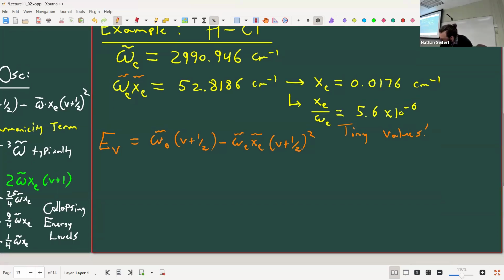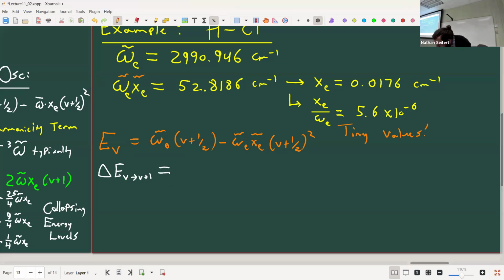So what I'm going to do now is look at some predictions. We want to calculate what frequencies, what wave numbers, we would predict transitions to be at. Remember, transitions in spectroscopy are absorptions corresponding to differences in energy levels. So we need to think about the difference in energy between v and v plus 1. This would be like, for instance, taking a molecule in the ground state v equals 0 and exciting it one quantum to v equals 1. That's an absorption.